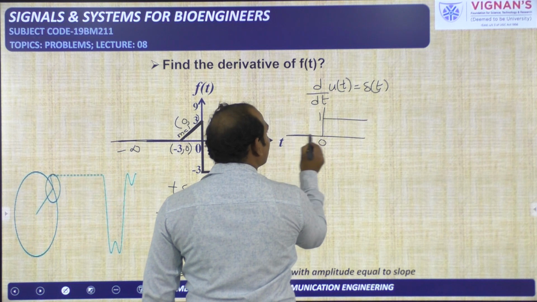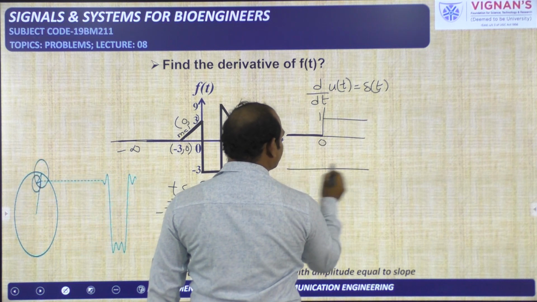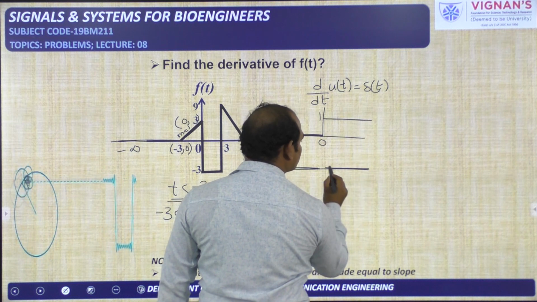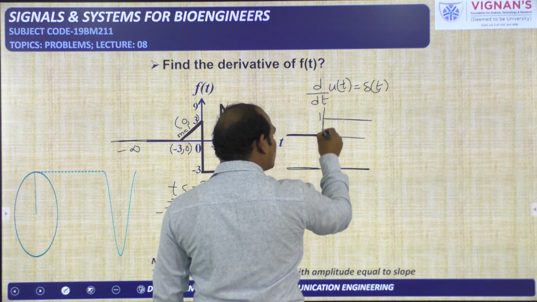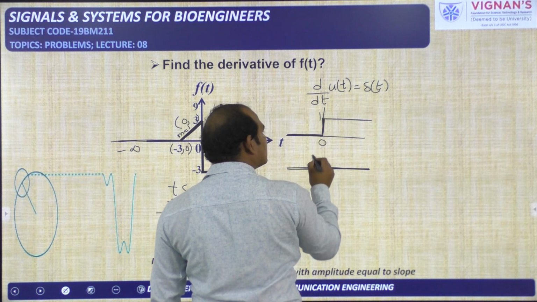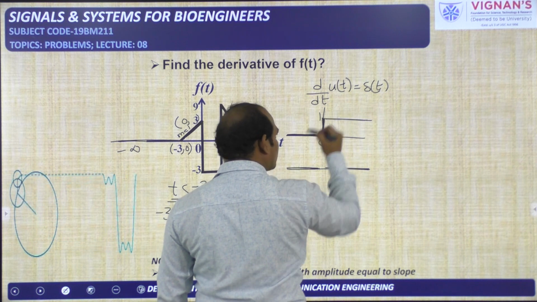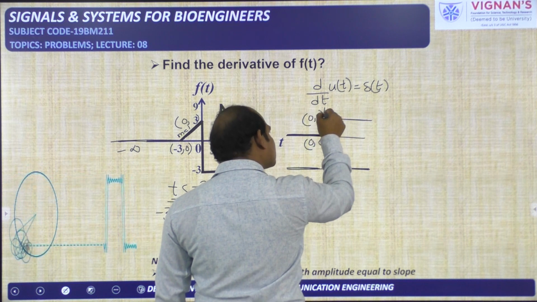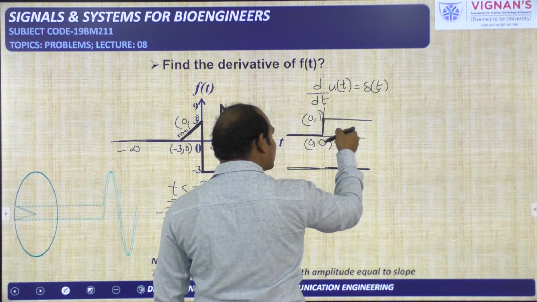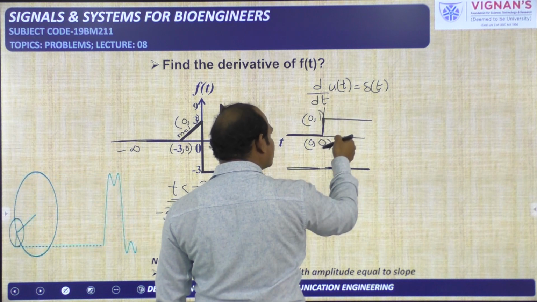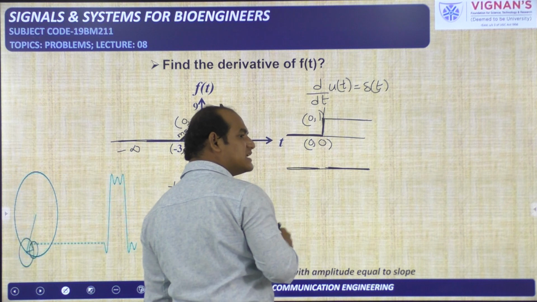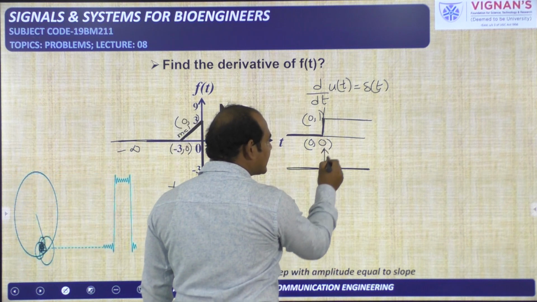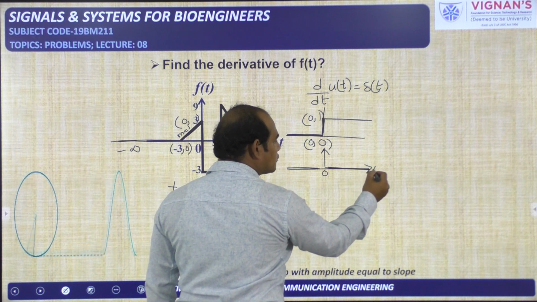For the negative side, amplitude is 0, so the derivative is 0. For the positive side, amplitude is 1, so the derivative is 0. But exactly at t equal to 0, there is a discontinuity. The amplitude suddenly rises from 0 to 1. So the points are (0, 0) and (0, 1). If you take the slope, since derivative means slope, that is 1 minus 0 by 0 minus 0, that is 1 by 0, that is infinity. That means we get the impulse signal at t equal to 0.